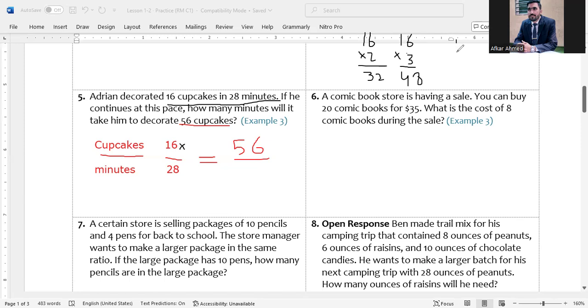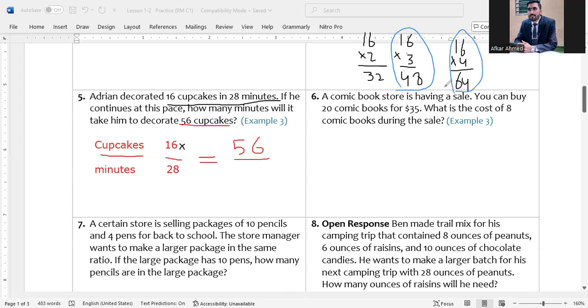And 16 times 4 will give us 64. So which is the greater number? It means neither number is 3. If we multiply by 3, it gives us 48, but if we multiply by 4, it gives us 64.